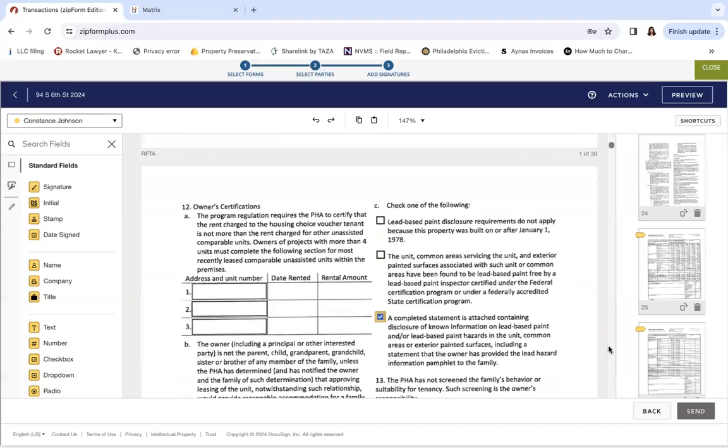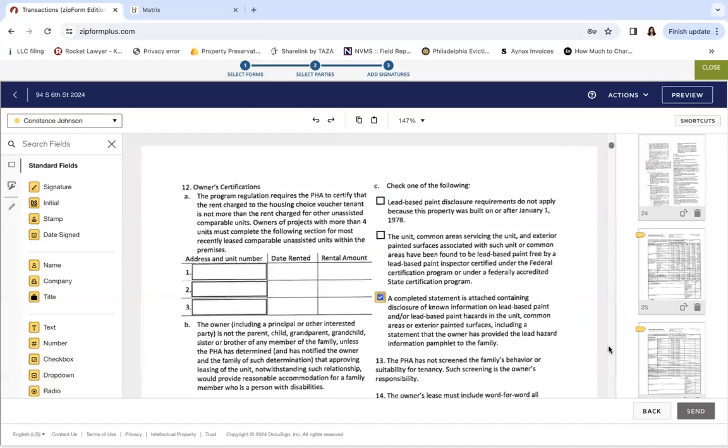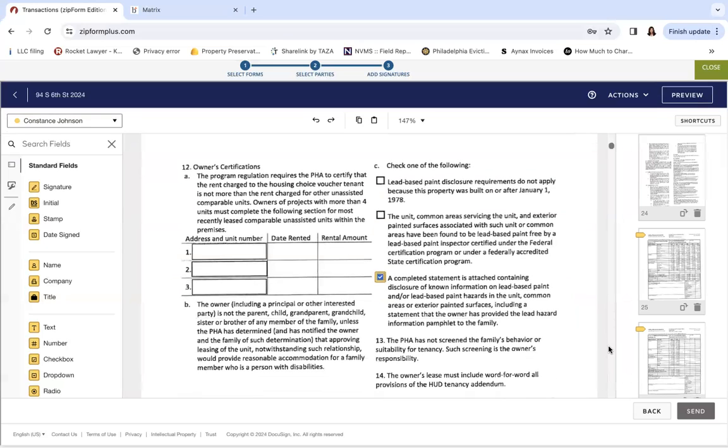We're going to jump down to owner certification. It says the number 12A, the program regulation requires the PHA to certify that the rent charged to the Housing Choice Voucher tenant is not more than the rent charged for other unassisted comparable units. Owners of projects with more than 4 units must complete the following section for most recently leased comparable unassisted units within the premises.